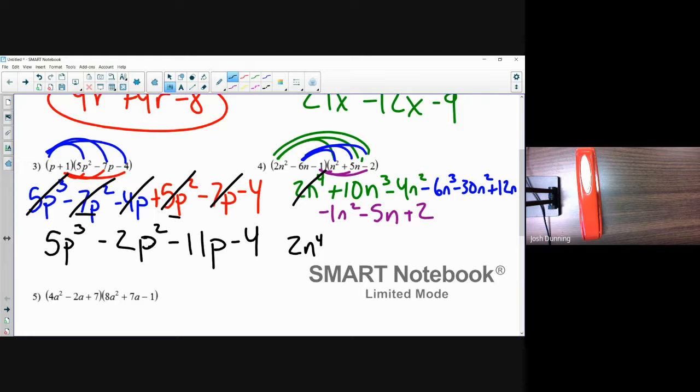Now the cubes, 10 minus 6 is 4. Now be careful, there's 3 n squares there. So we got minus 4, minus 30, that's minus 34. But then we got minus 1 more, so minus 35. And then for the n's, 12 minus 5 is 7. And then bring that plus 2 down.